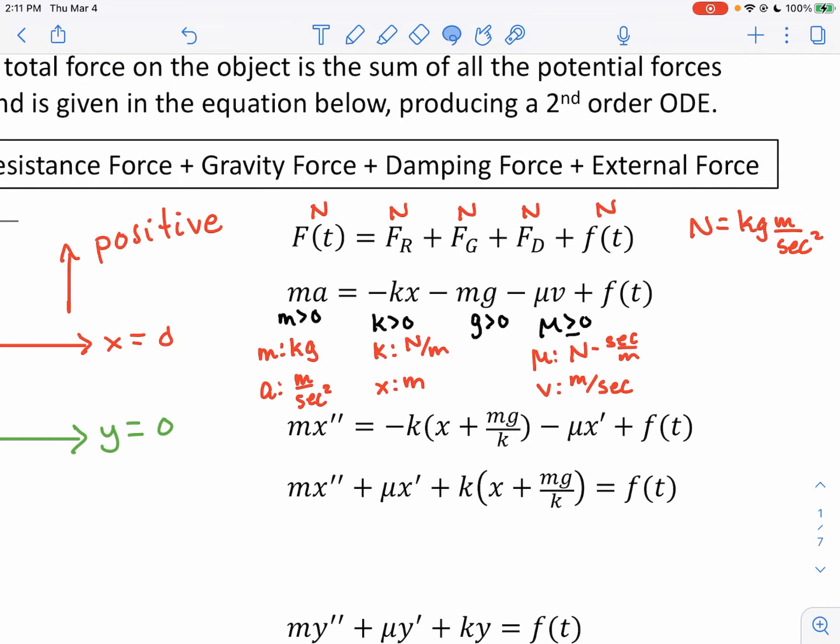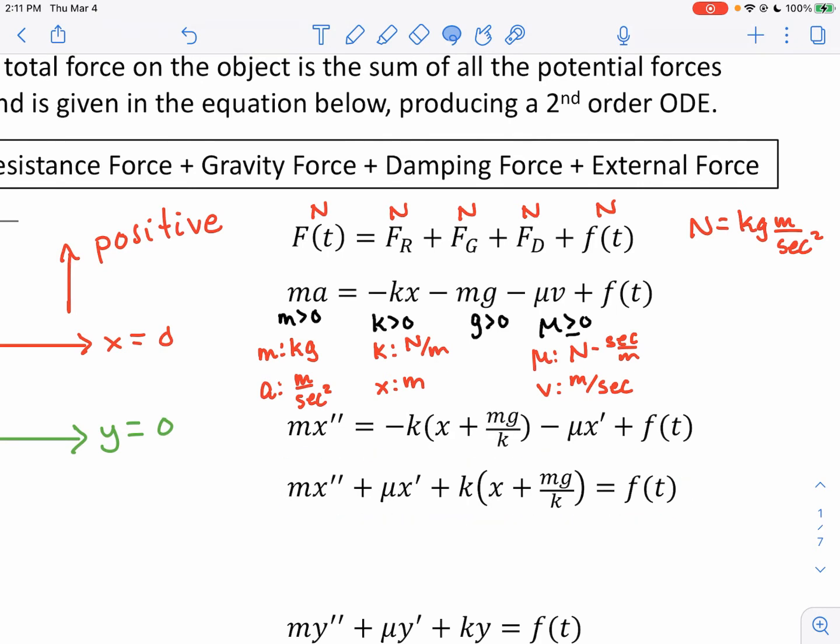Okay, now if we take this equation and we factor out a negative k out of the first two terms, and I replace a with x double prime, because acceleration is the second derivative of position, and replace v with x prime, now we can see our second order differential equation starting to emerge. Now I'm going to factor a negative k out of these first two terms, giving me this expression. Now I'm going to take this negative expression and this negative expression and add them to both sides, and so we wind up getting right here a second order differential equation.